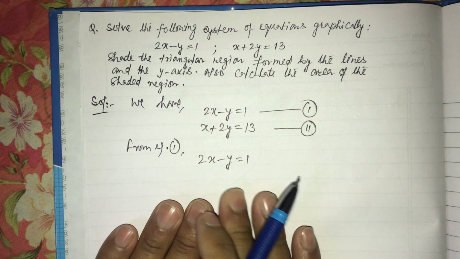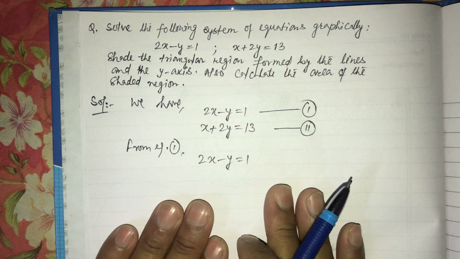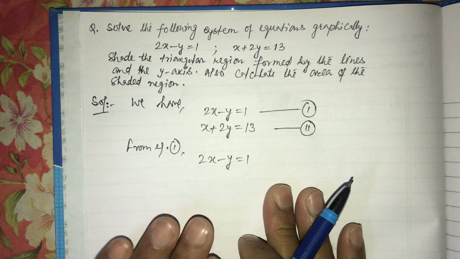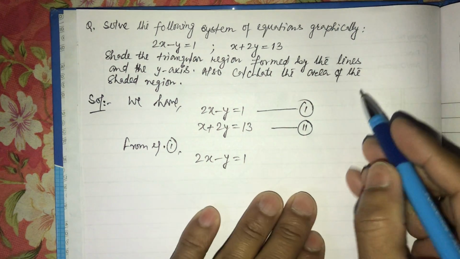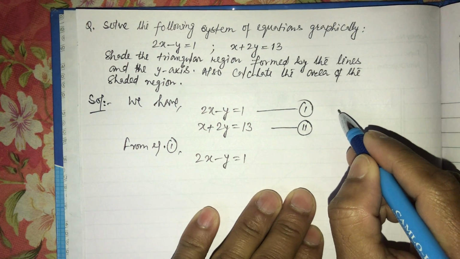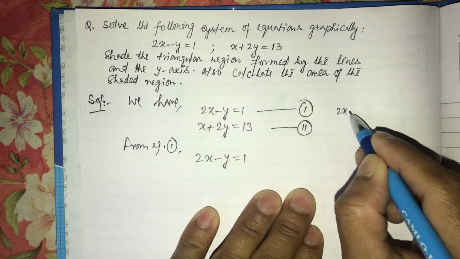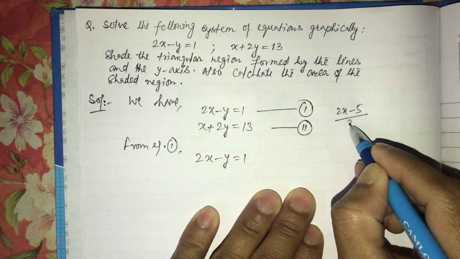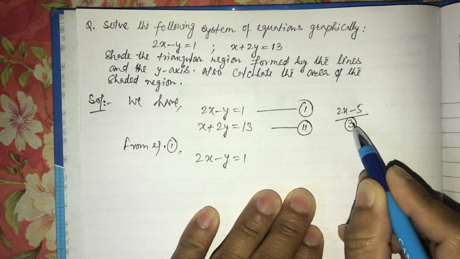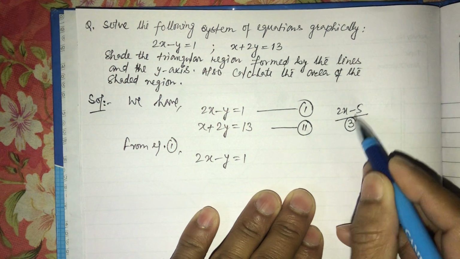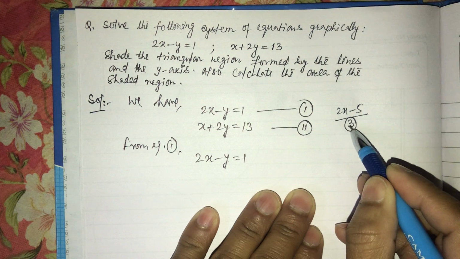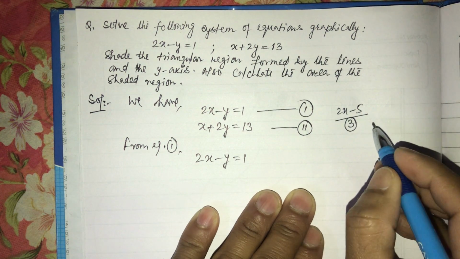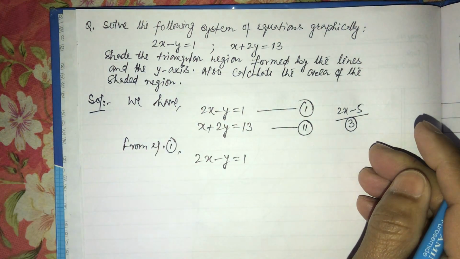So even if we require a decimal value, go for one decimal place, that was told to you earlier. Always try to avoid this kind of fraction, something like (2x minus 5) divided by 3. If you get this, try to avoid 3 in the denominator, try to avoid 7, try to avoid 11.